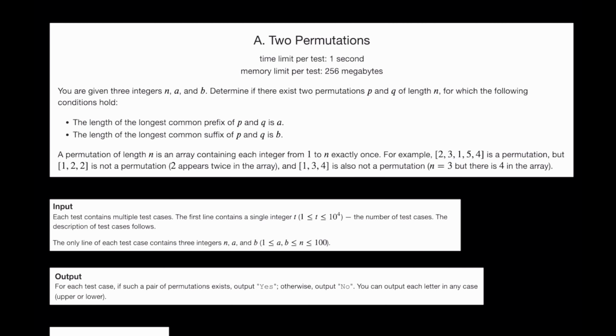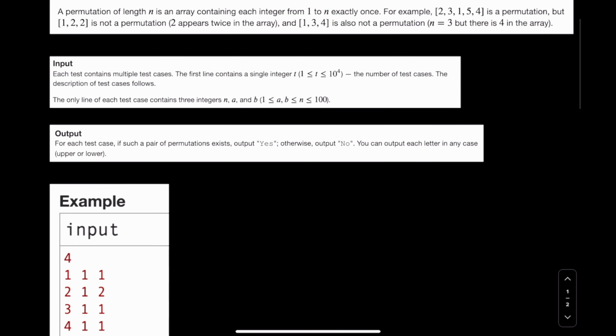Let's first read the problem statement. You are given three integers n, a, b. Determine if there exist two permutations p and q of length n for which the following conditions hold. The length of the longest common prefix of p and q is a. The length of the longest common suffix of p and q is b. A permutation of length n is an array containing each integer from 1 to n exactly once. We need to output yes if it's possible and no if it's not possible.